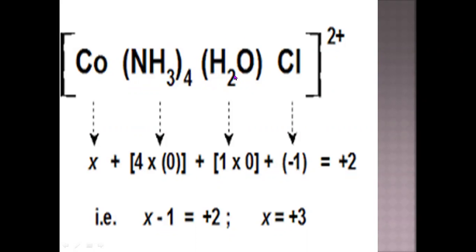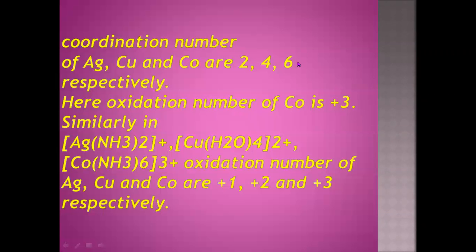So it will accept 1 electron pair from water, the other from chloride. So here chloride is an anion and these two are neutral molecules. Therefore, sometimes a negative ion can donate, or sometimes a neutral molecule, or sometimes both a neutral molecule and an anion can donate the pair of electrons. Now, this number of pairs of electrons is called coordination number.